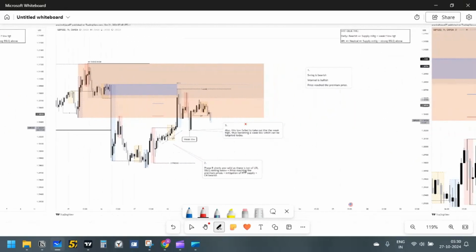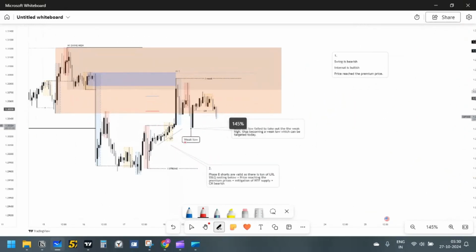Here is the H1 analysis. The swing structure is bearish, internal is bullish, price reached the premium prices. So I can play the phase B shorts, and here also the price chopped bearish like EU. One more thing here is this low, sorry, this high, this low failed to take out this high. This becomes a strong high, and price can target this weak low, and once this weak low is targeted, there is nothing to the left from which the price can react. Then if the price wants to make a pullback, it can make a pullback and then push the price down to take out the strong internal low.